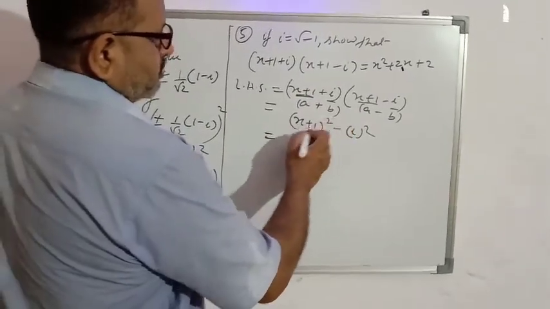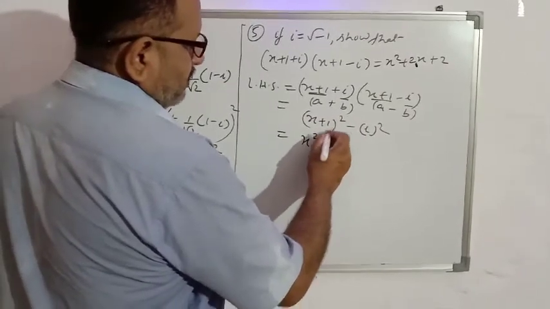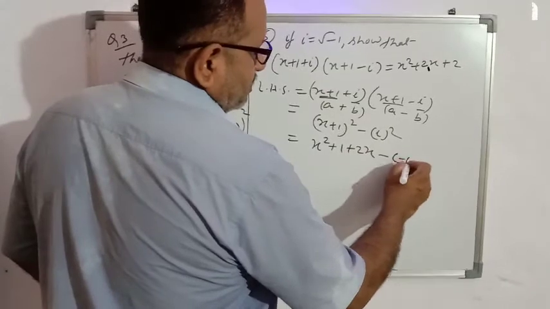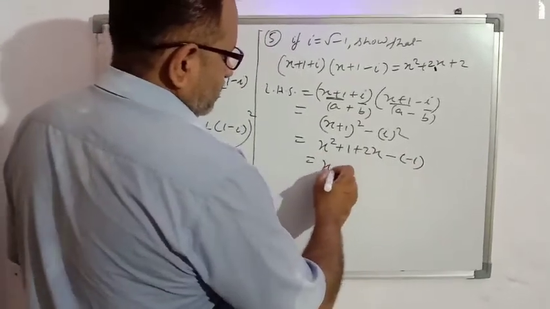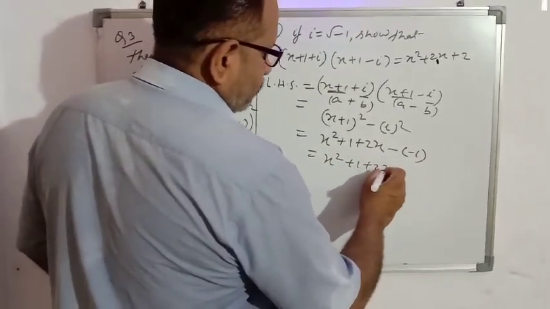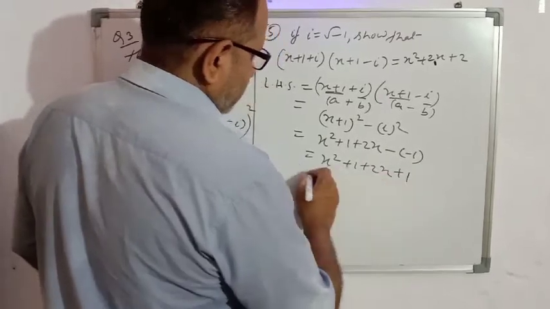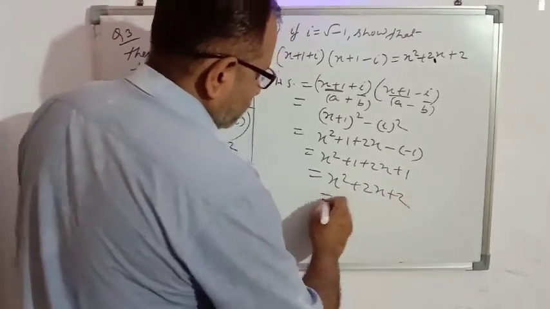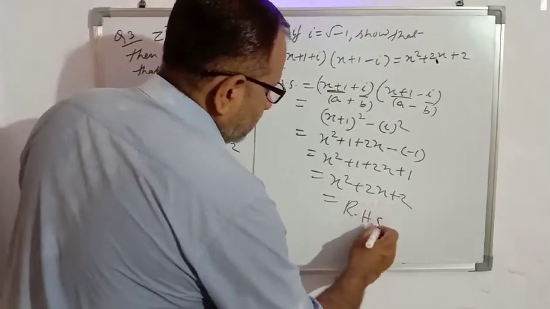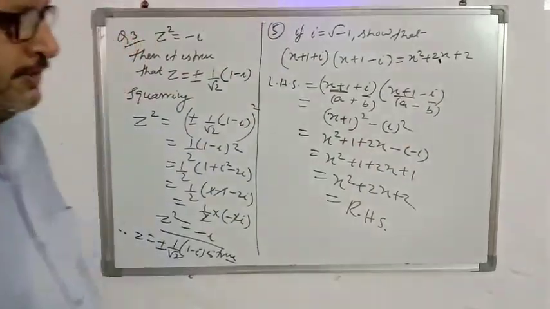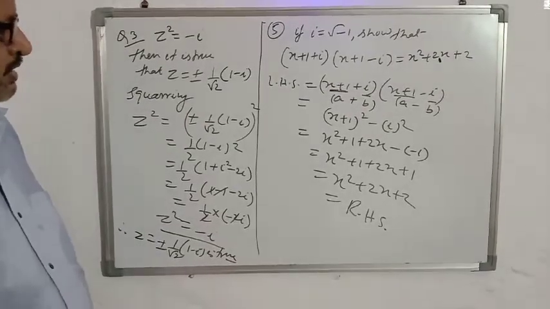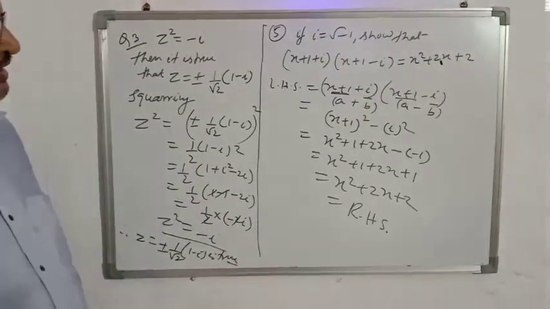Use a plus b whole square: x square, 1 square is 1, plus 2x. I square is minus 1. So x square plus 1 plus 2x, minus minus becomes plus 1. X square plus 2x plus 2, which is the RHS. So we have proved this result. So that was question number 3 and question number 5. One more question, last question I will take.